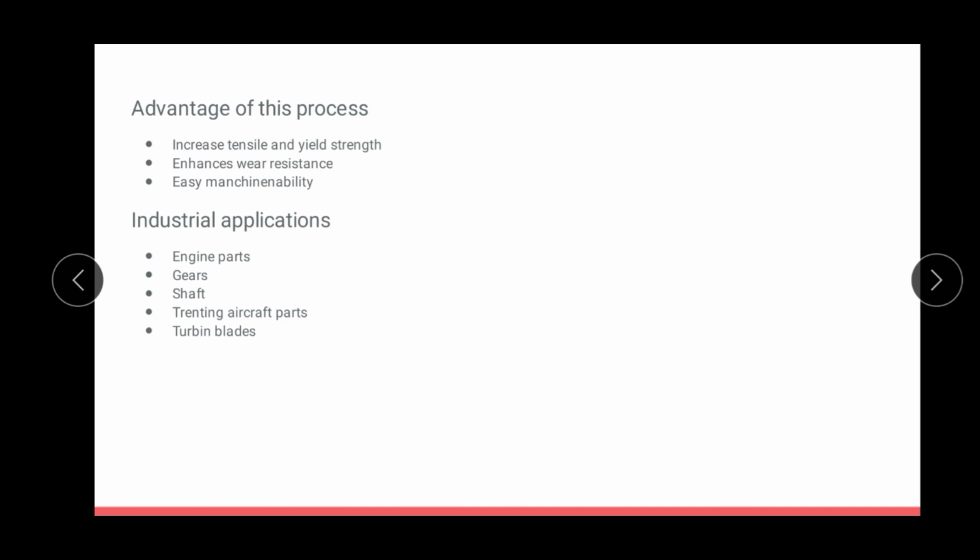The advantages of this process are that we can increase the tensile and yield strength of iron aluminide. Next, we can enhance the wear resistance and easy maintainability. Examples of industrial applications of iron aluminide that has been treated using this method are the making of engine parts, gears, shafts, aircraft parts, and turbine blades.